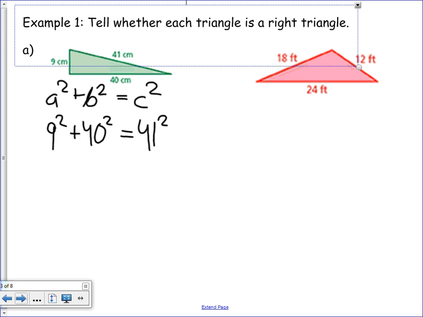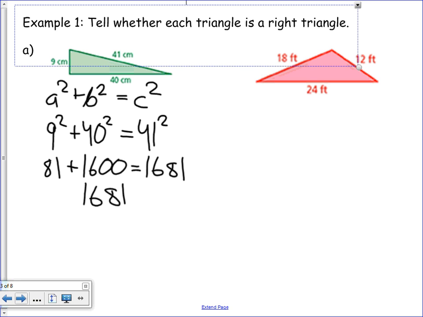Now the square of 9 is 81, plus the square of 40, which is 1,600, and the square of 41, which is 1,681. Now simplify the left side of the equation, which will be 1,681. And is that equal to 1,681? Yes, it is. So therefore, it is a right triangle.